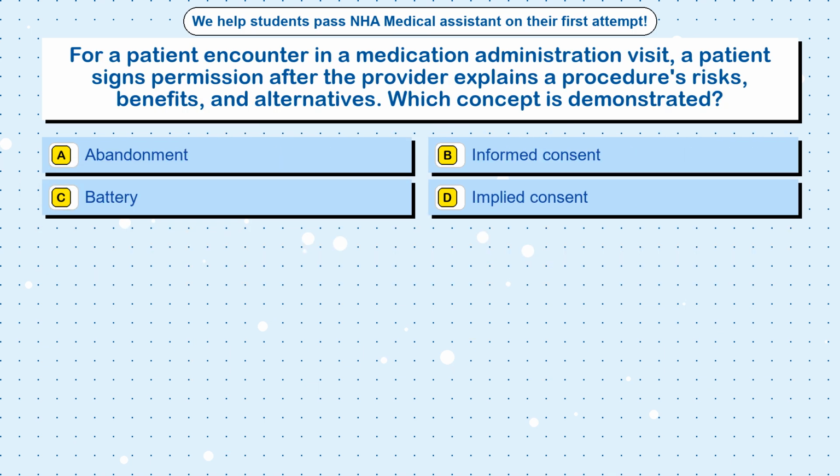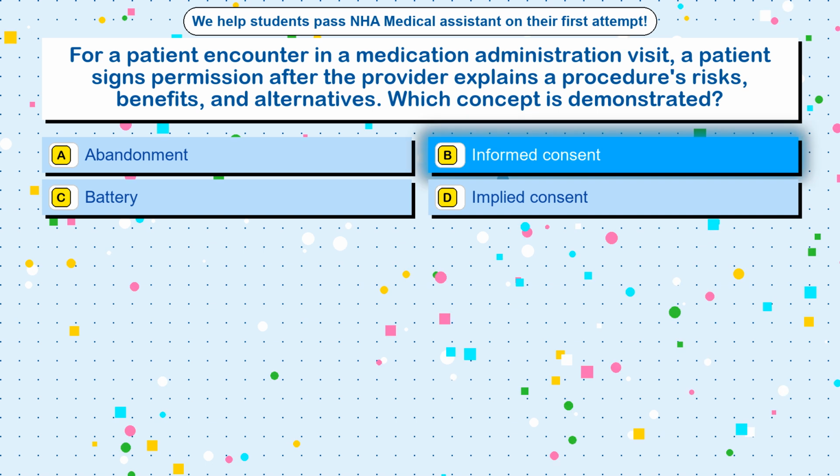Question 57. For a patient encounter in a medication administration visit, a patient signs permission after the provider explains a procedure's risks, benefits, and alternatives. Which concept is demonstrated? Option A, abandonment. Option B, informed consent. Option C, battery. Option D, implied consent. The correct answer is option B, informed consent.